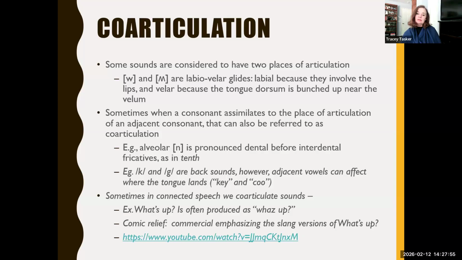So another example is, for the k and the g, these back sounds, the adjacent vowels, and your book mentioned this, can affect where your tongue lands. So if you say the word ki, and then you say the word ku, you can feel your tongue is in a very different place because you're accommodating that front vowel in ki and the back vowel in ku.